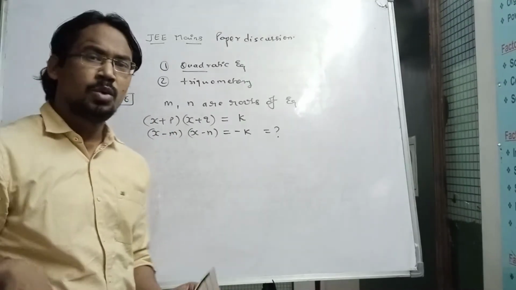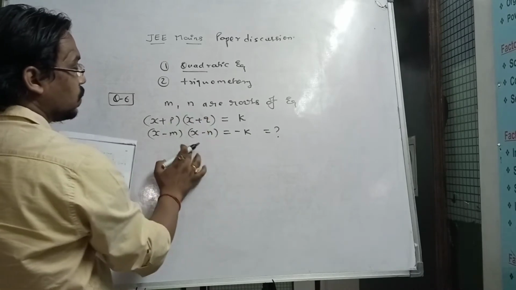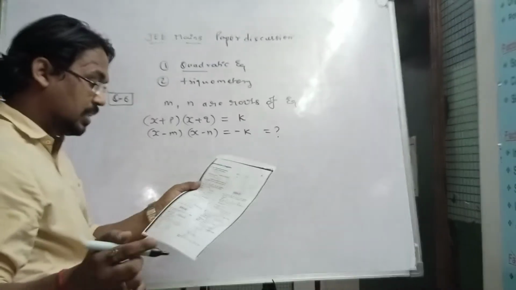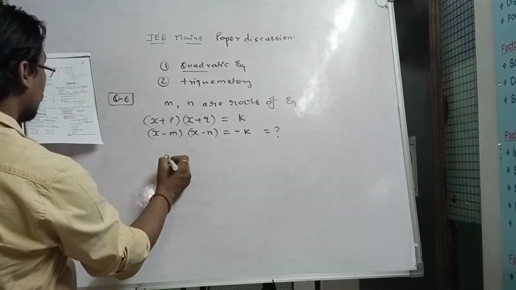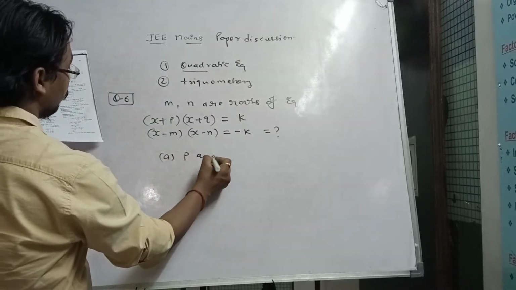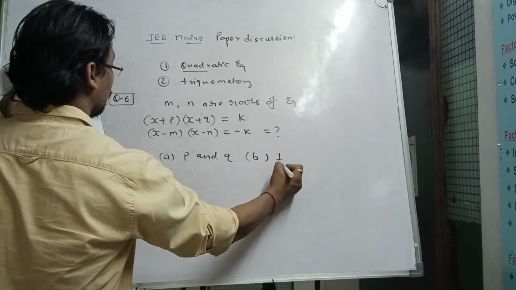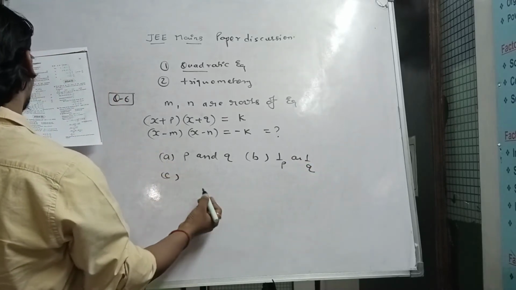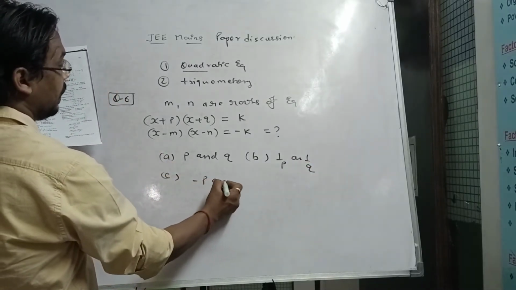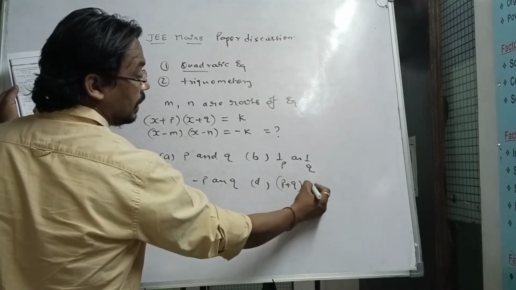What you will do is take the negative sign comparison with p and q. By looking at the options: option A is p and q, option B is 1 upon p and 1 upon q, option C is minus p and minus q, and option D is p plus q, p minus q.